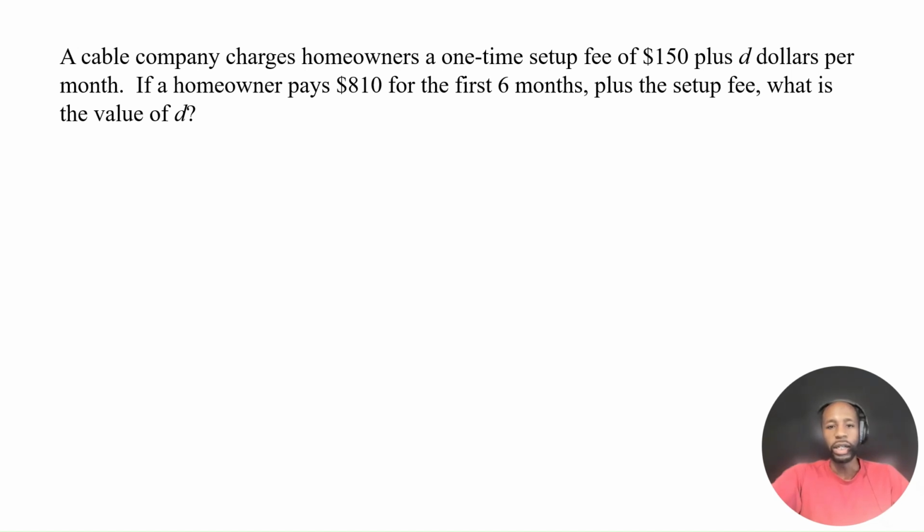All right, so it says they charge $150 plus D dollars per month. The homeowner pays this. And so what is the value of D? So we know they pay this total for 6 months. So that means they've covered the $150 and we want to see what D is as well. So $810 is going to be equal to 150 plus D dollars per month times 6 months, or 6D.